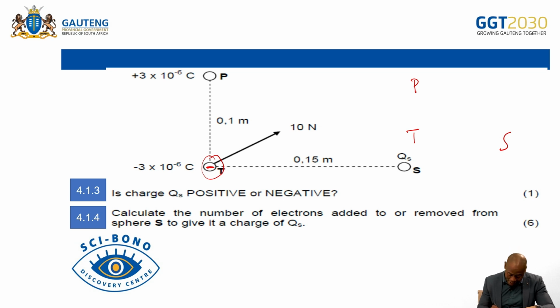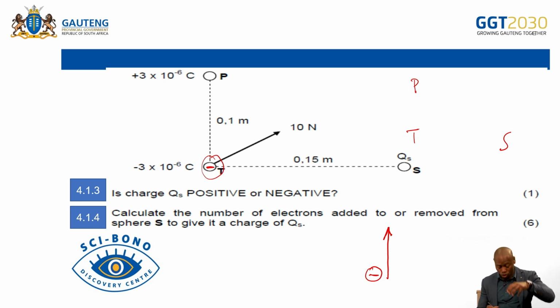If T is negative, let me draw a free body diagram. I can say it's a free body diagram because now I'm dealing with forces. So T is negative, but remember P is positive, right? So between P and T, there's a force of attraction. So obviously, T will move towards P. I'm drawing the free body diagram on T due to P and S.